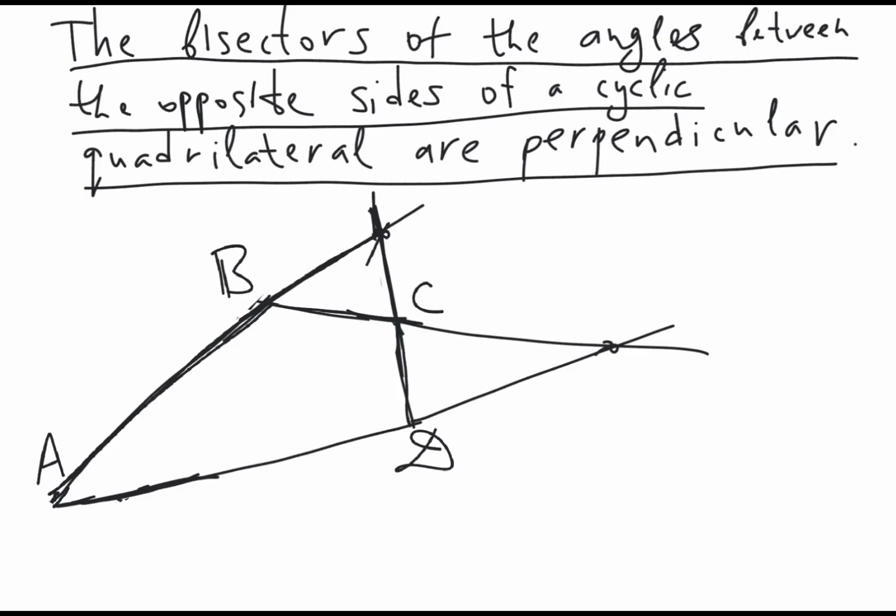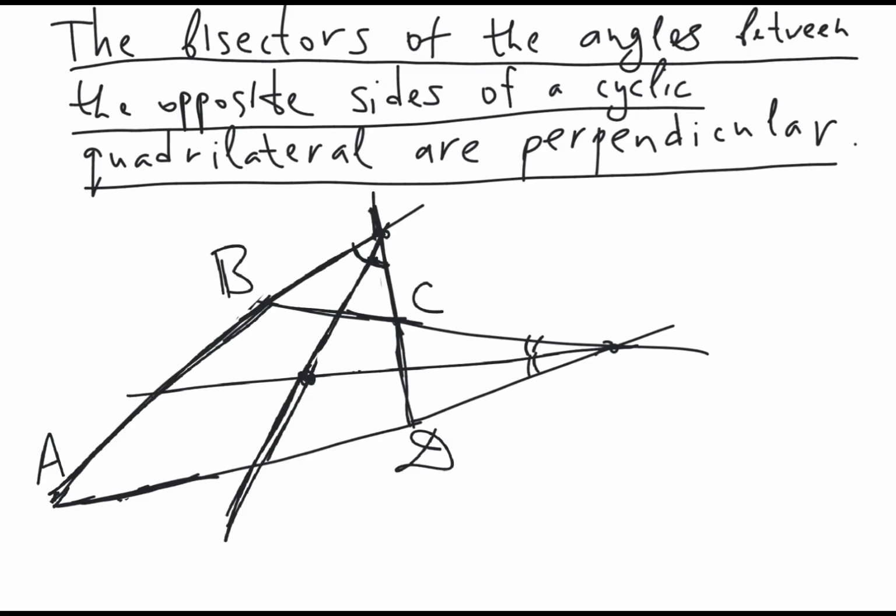So the bisector here, such that these angles are equal to each other, and the bisector here, such that these angles are equal to each other. And basically the theorem is that we are interested in the angle between these two bisectors, and if the original quadrilateral is cyclic, then this angle is a right angle, so they're perpendicular.